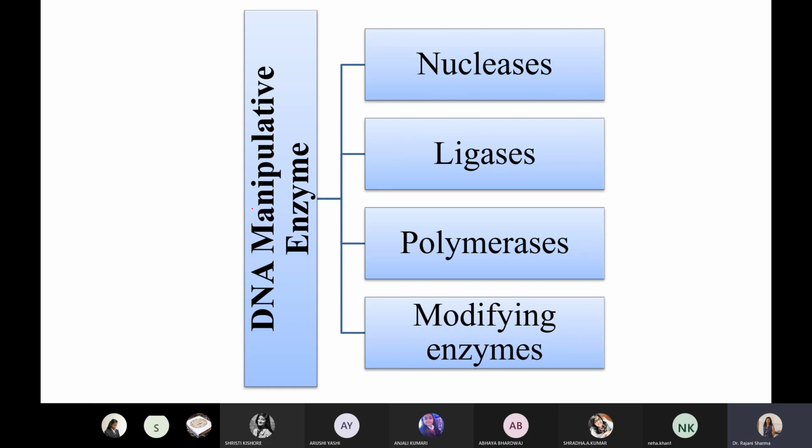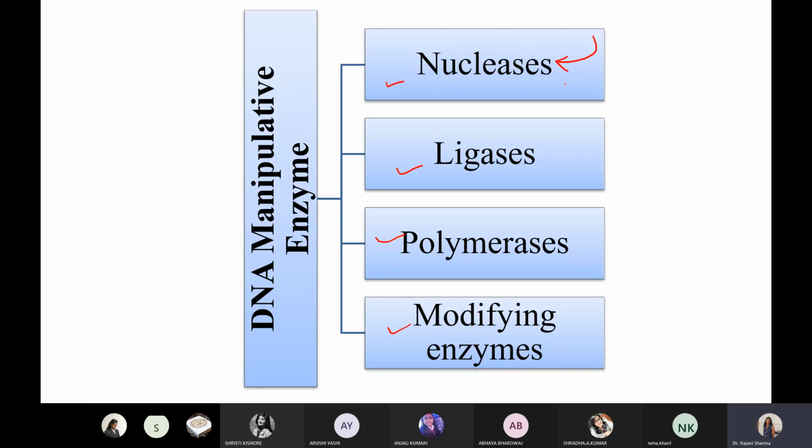Now, before moving to restriction endonuclease directly, we must know a very brief idea about what DNA manipulative enzymes are. Basically, we use four types of DNA manipulative enzymes: nucleases, ligases, polymerases, and modifying enzymes. Restriction endonuclease is categorized under the nuclease enzymes.